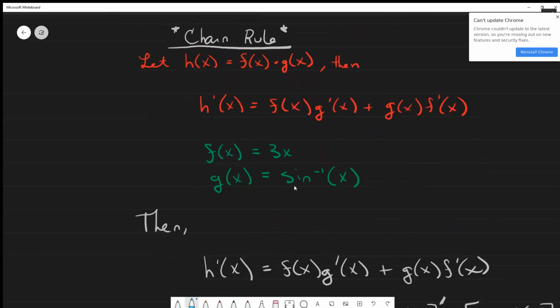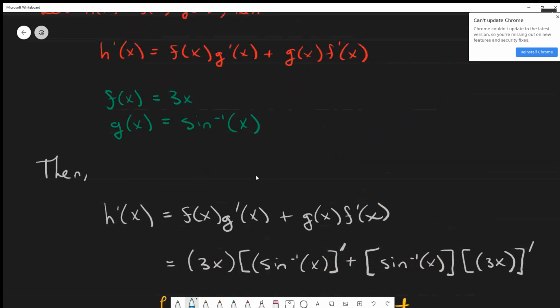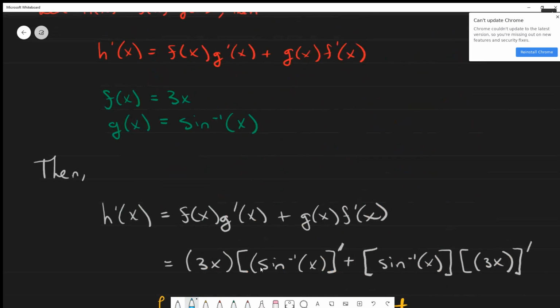For our case, since f of x is equal to 3x and g of x is equal to arc sine, we will have 3x times the derivative of the arc sine of x plus the arc sine of x times the derivative of 3x. So first, let's figure out how to get the arc sine derivative.